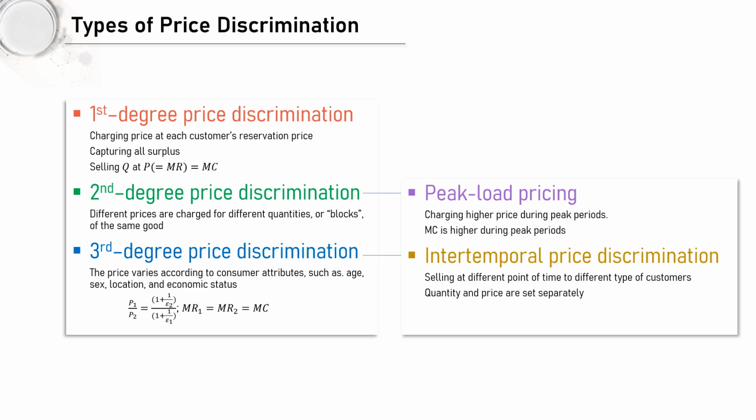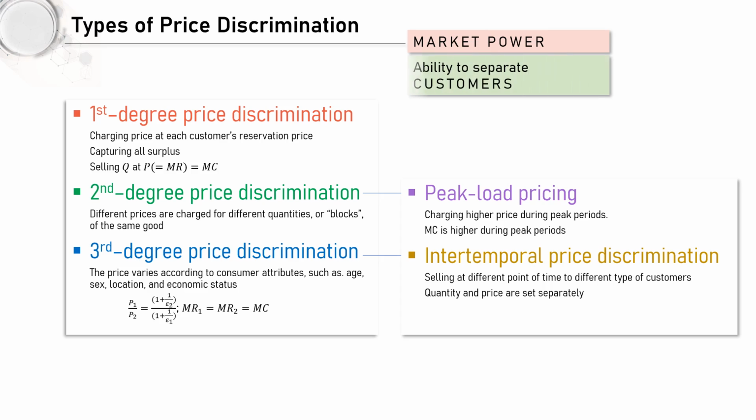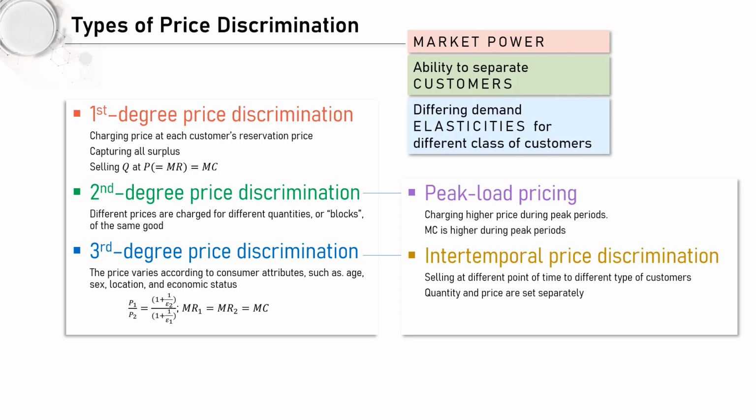Earlier, I already mentioned that all price discrimination might occur because of the existence of market power. But market power alone is not enough. A firm must also be able to separate customers and make sure that demand elasticities of the different classes of customers are different.